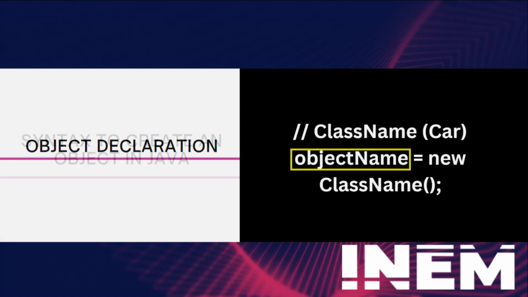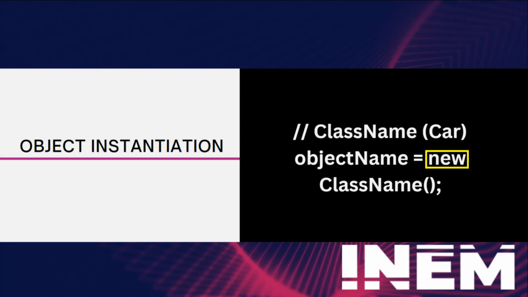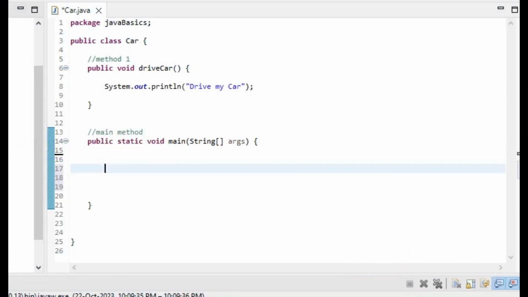Object declaration. In your Java program, declare a reference variable for the object. This variable will be used to store the memory address of the object. Use the new keyword, followed by the class constructor to create an instance of the class. This process is called instantiation. It allocates memory for the object and calls the constructor to initialize its properties. Now, we'll proceed to create an object for the car class and utilize the driveCar method that we've previously defined.